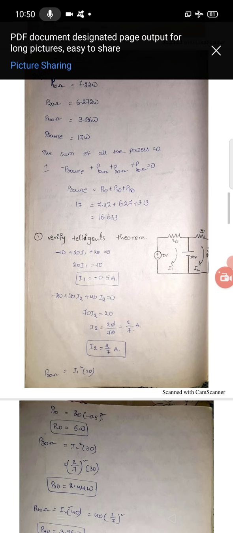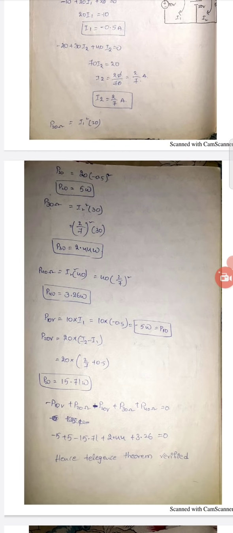Similarly, the power absorbed by the 40 ohm resistor: the current flowing through it is I2, so that is I2 square into 40 ohm. Here I2 is already known to be 2 by 7 amperes, so that is 2 by 7 square into 40. You will get, wait a minute, I will share the screen. You will get the power absorbed by this 40 ohm resistance as 3.26 watts.